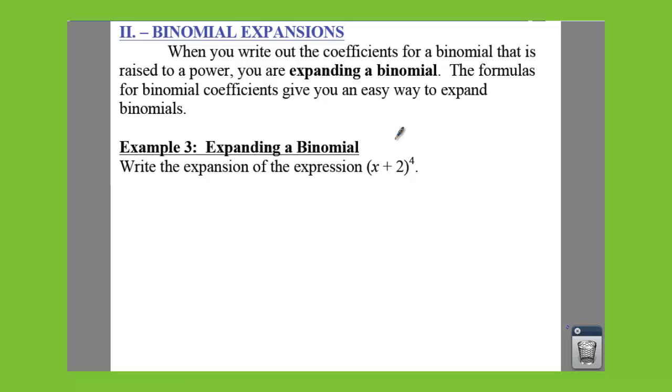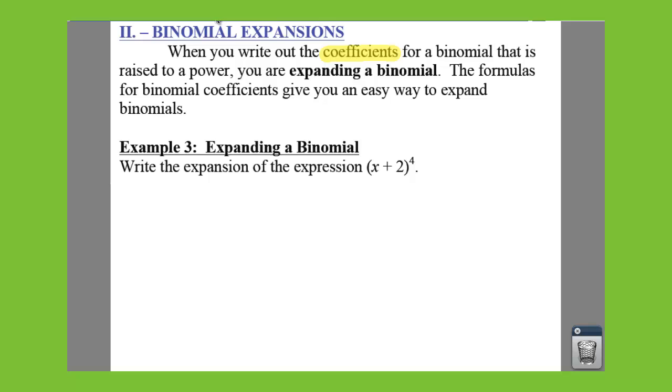Now let's get into the fun part of expanding a binomial. When we get into this expanding, we're going to use what we did in example 1 and 2 to help us find our coefficients. So when we find our coefficients, we're going to be able to use our C sub numbers. This will make it a little bit easier.